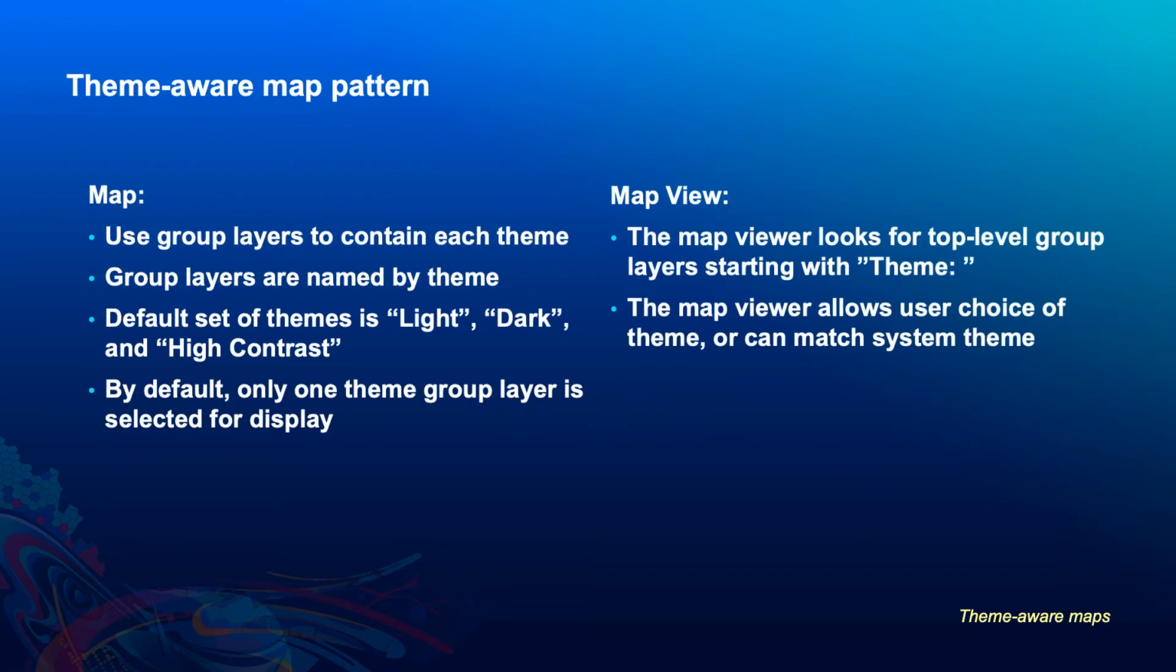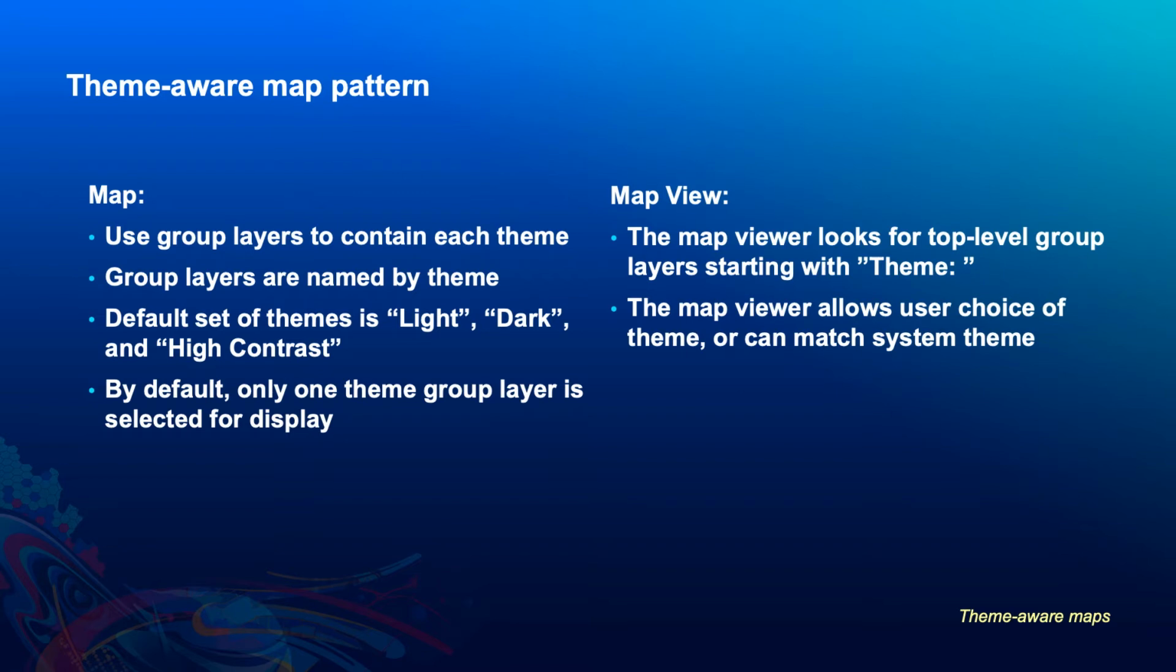All right, with that being said, jumping into the pattern, it's actually pretty basic. Using the group layer concept, which is well supported in Web Maps, ArcGIS Pro, and the new Map Viewer beta, as well as Runtime and the JavaScript APIs. Basically the concept is just have a group layer for each of your themes. The name should start with theme, just so the system is able to recognize that you're using a theme-aware map and not just a map with group layers.